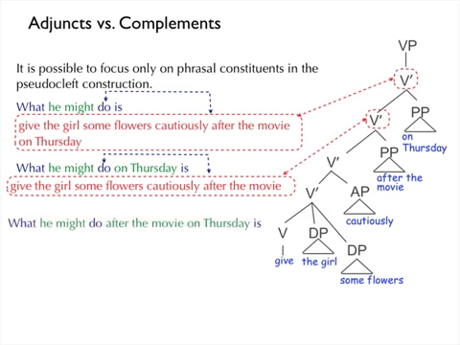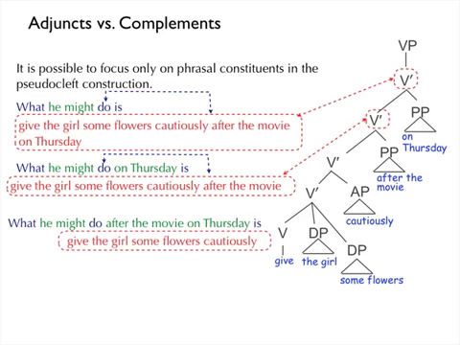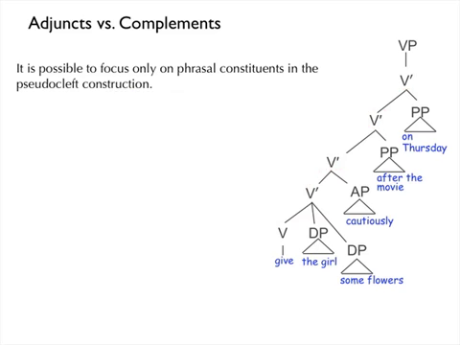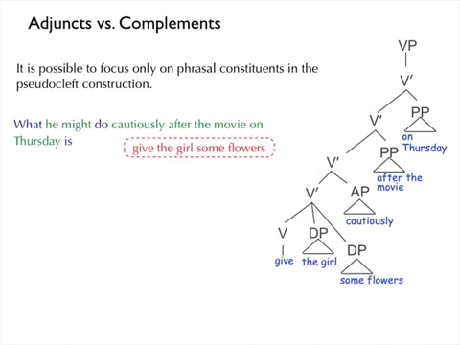So we go and we do what he might do after the movie on Thursday is give the girl some flowers cautiously. It's fine, right? And there's some kind of relationship between the do and all of that, right? But there we're focusing on that V bar, right? And then we keep going. What you might do cautiously after the movie on Thursday is give the girl some flowers. Fine, again, right?